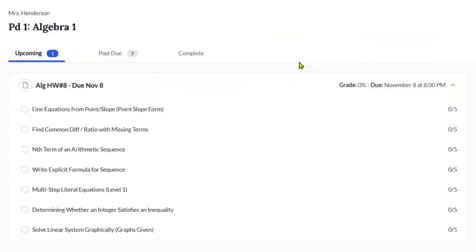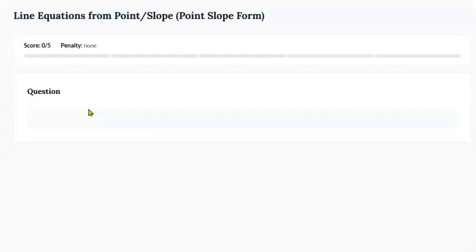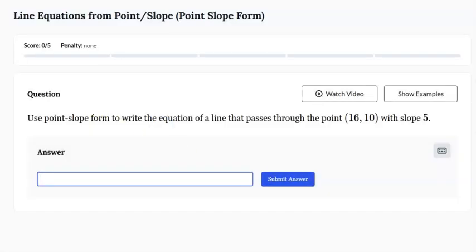Homework number 8. Topic number 1. Writing equations given point and slope. This equation asks you to write, in point-slope form, the equation of a line that passes through the point 16, 10 and has a slope of 5.